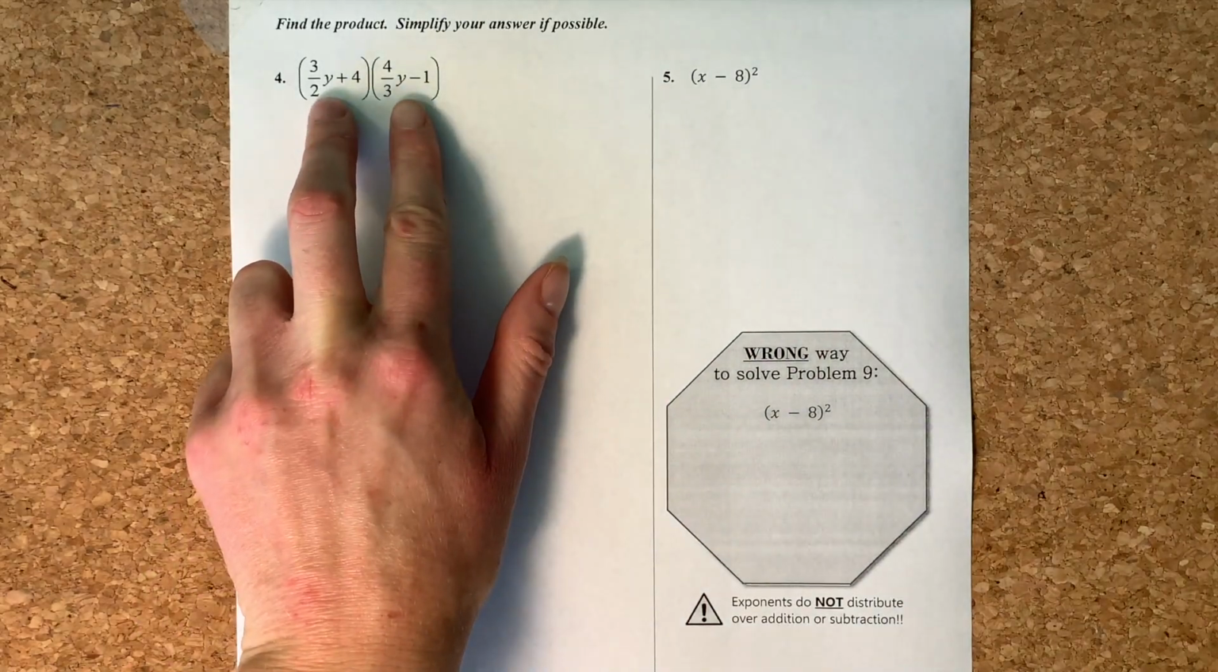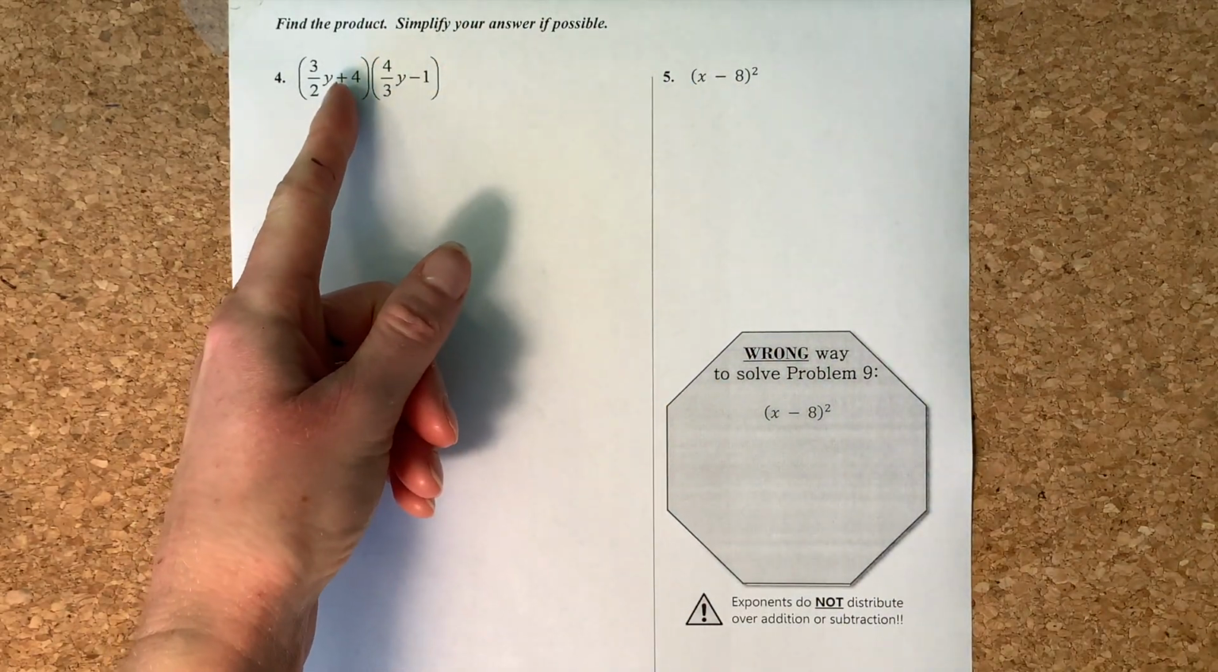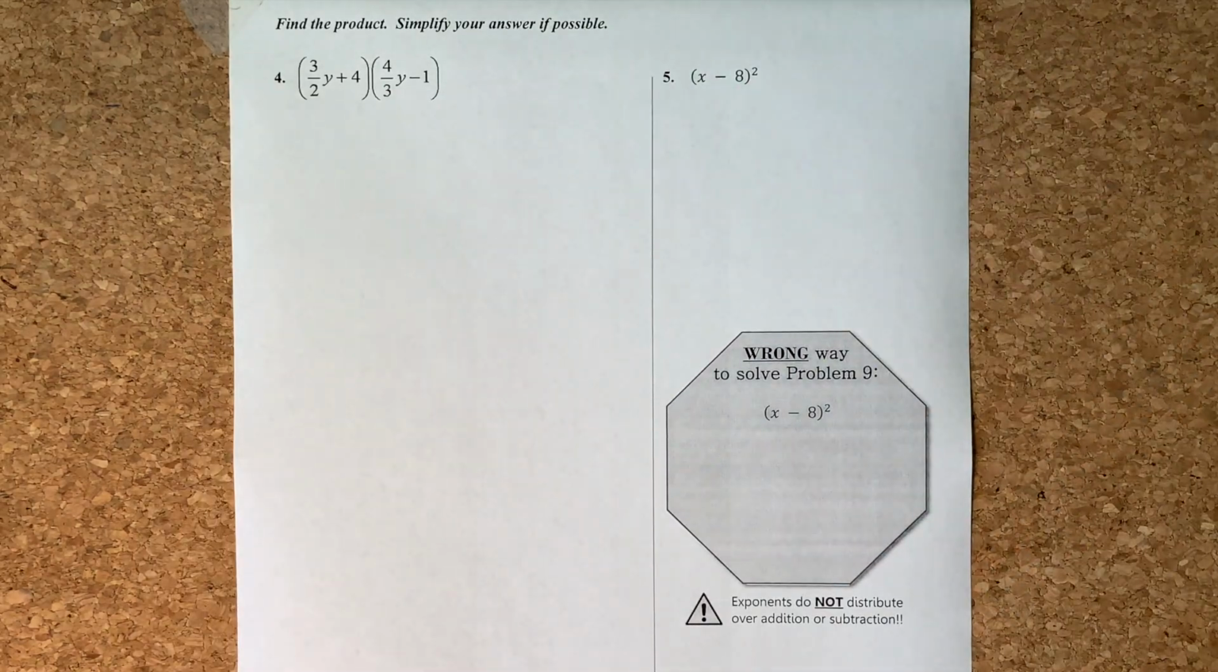Let's try another example. Here, notice we have two sets of parentheses. We have an addition symbol in this parenthesis and a subtraction symbol in that parenthesis. So this is a case where we want to FOIL.